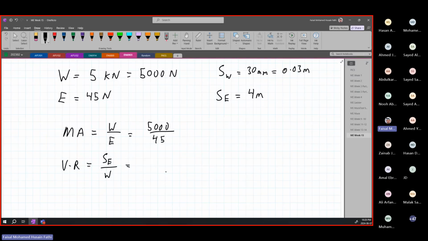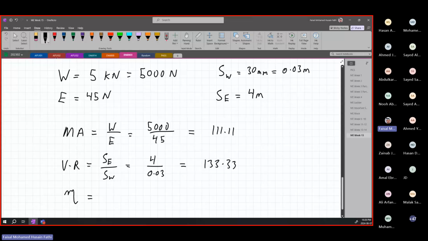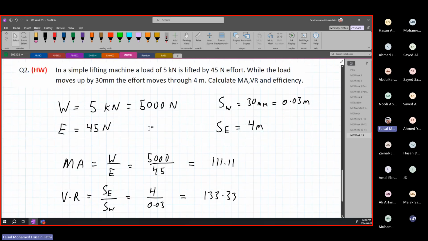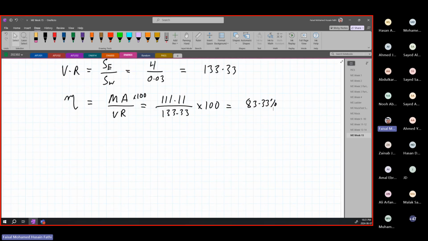So VR will be SE over SW, which is 4 meters over 0.03. This will give you 111.11 for MA, and this will give you 133.33 for VR. And now if you want to find efficiency, this is simply MA over VR, which is 111.11 over 133.33, times 100. Of course, it's times 100 for percentage. It will give you 83.33%. Very simple concept, and that's pretty much all of what you're going to do, but there will be some differences here and there when solving.